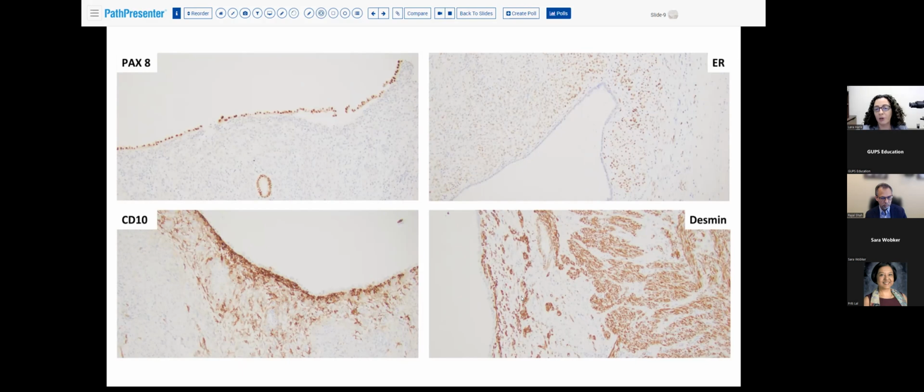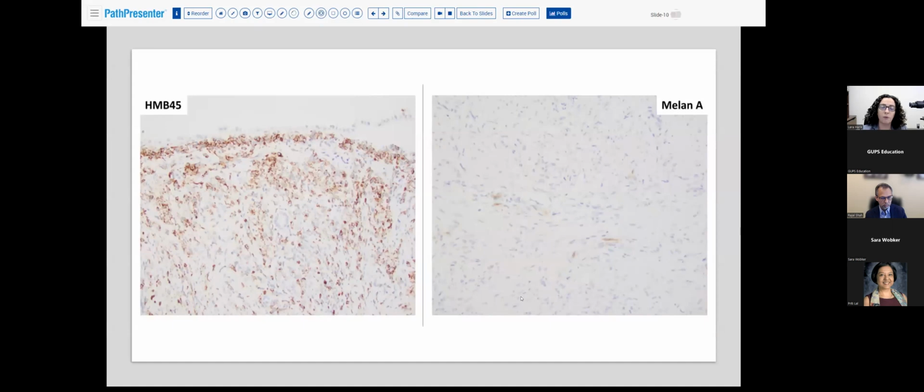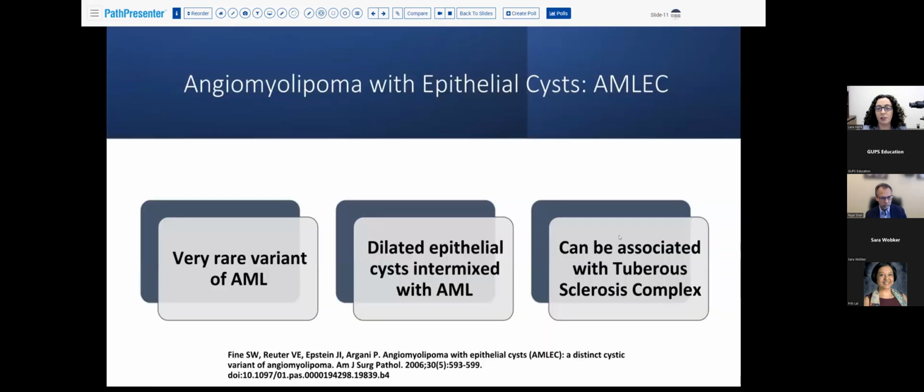So how do we distinguish MEST from angiomyolipoma with epithelial cysts? We performed HMB45, which showed rather striking positivity in the stromal component and not in the epithelial component. We also performed MELAN-A, which was a little bit more timid, but still stained a few rare spindle cells. So we were confident that this represents a case of angiomyolipoma with epithelial cysts. We also refer to this as AMLEC.